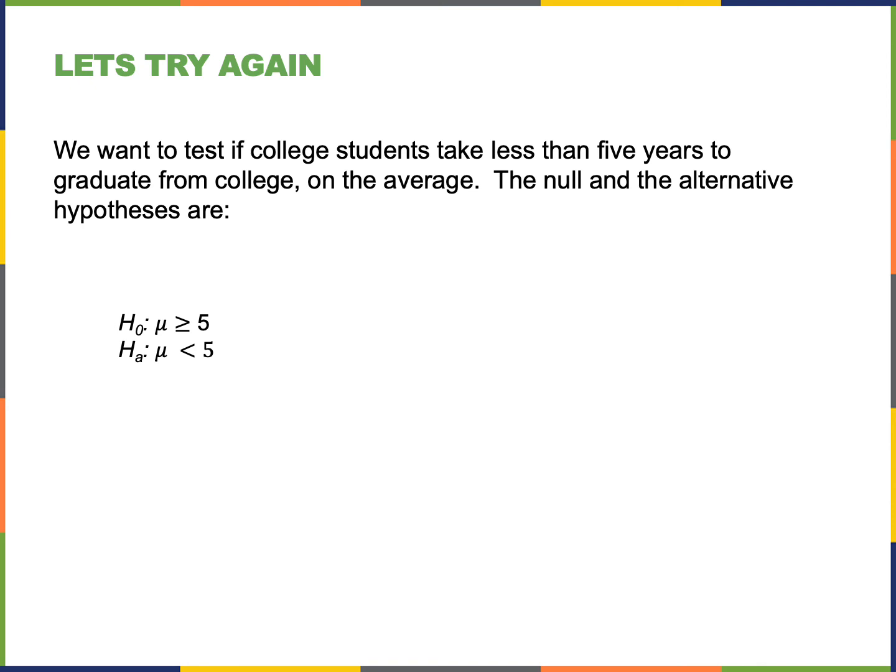And then since we know the null has to be contradictory to the alternative, okay? So it's just that, then the null hypothesis would be like, no, college students take 5 years or more to graduate from college on the average. Okay, let's try another one.